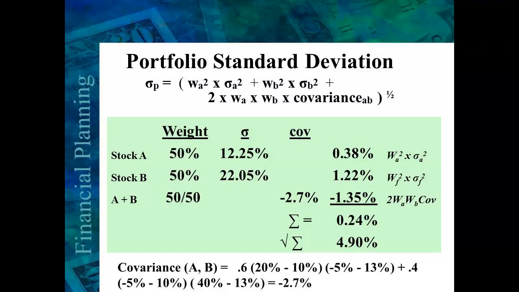Now that you have calculated the covariance of the two assets, you can determine the third weighted component. 2 times the weight of A times the weight of B times the covariance. Inputting the data into this formula, you get 2 times 0.5 times 0.5 times minus 0.027, which equals minus 1.35%. Adding the three terms gives you a portfolio variance of 0.24%. The standard deviation of the portfolio is the square root of the variance, or 4.9%.